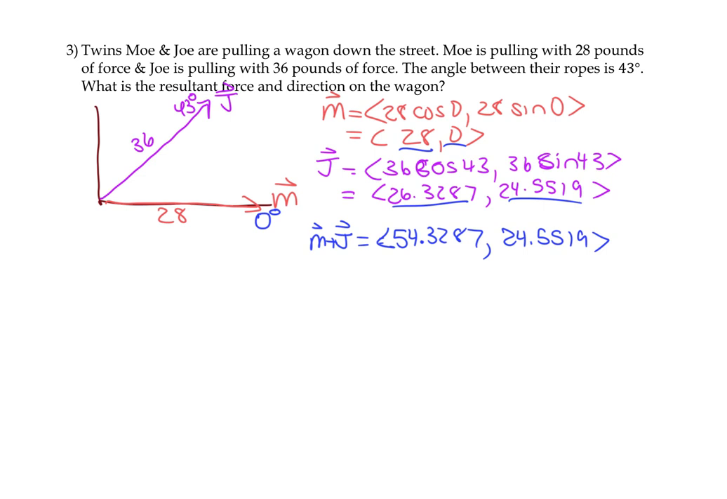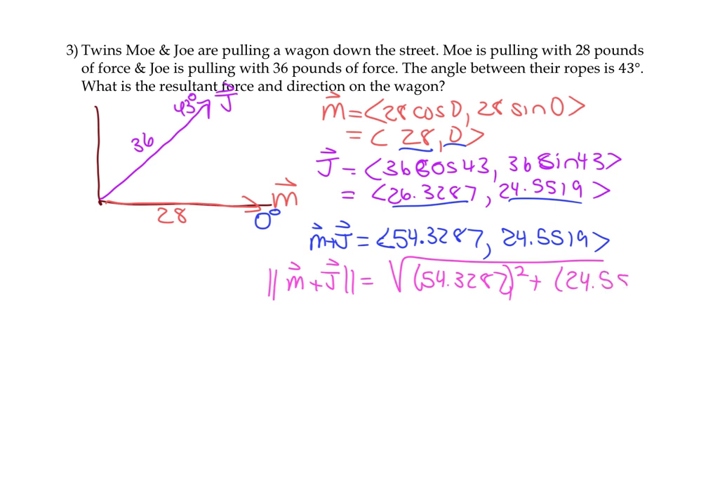Now we are going to find the magnitude, which is this force of Mo plus Joe. And so that is the square root of 54.3287 plus 24.5519 squared. And the resultant force is 59.6188 pounds of pressure. So there's that answer.